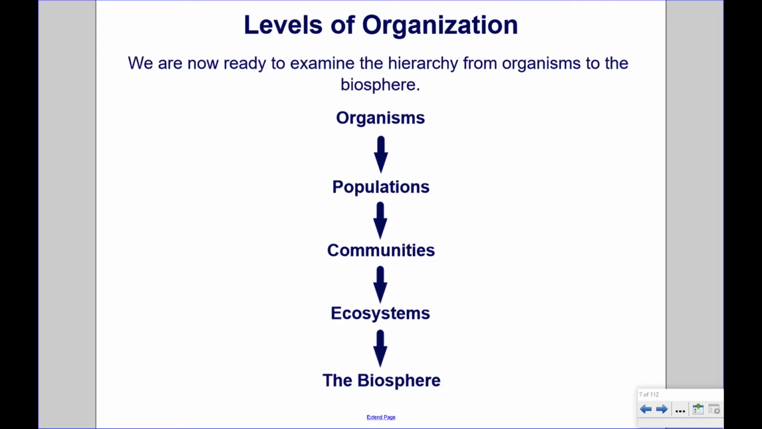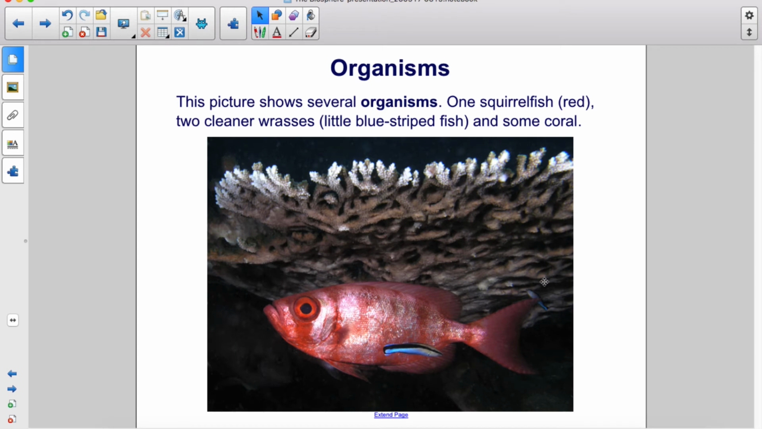We are now ready to examine the hierarchy from organisms to the biosphere. Organisms form populations, which form communities, which form ecosystems, and then the biosphere. This picture shows several organisms: one squirrelfish in red, two cleaner wrasses, the little blue striped fish, and some coral.